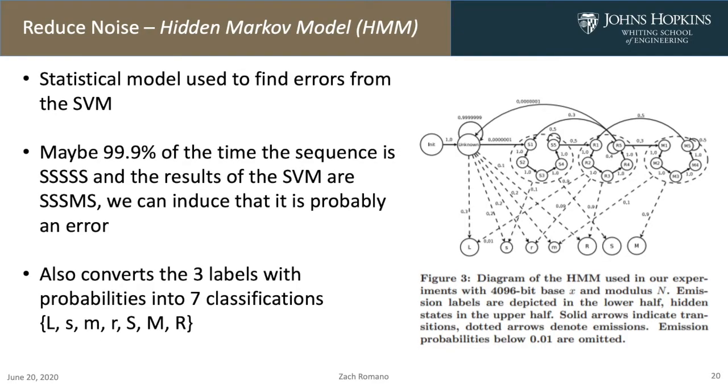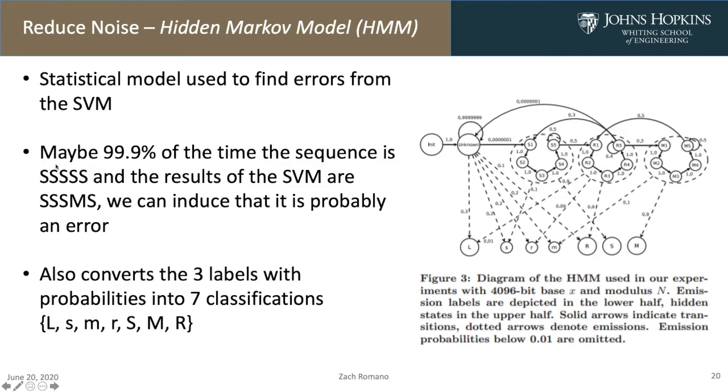So now, if you remember, the next step in our processing is to actually reduce the noise from our SVM results. We're going to do this using a statistical model called a hidden Markov model. Basically, this is going to be used to find the errors in the classifications from the SVM. It'll take in the labeling that the SVM gave it and the probability, and it's going to output a new classification with hopefully fewer errors. So what we can think of here is, maybe 99% of the time we have sequences of square, square, square, square, square.